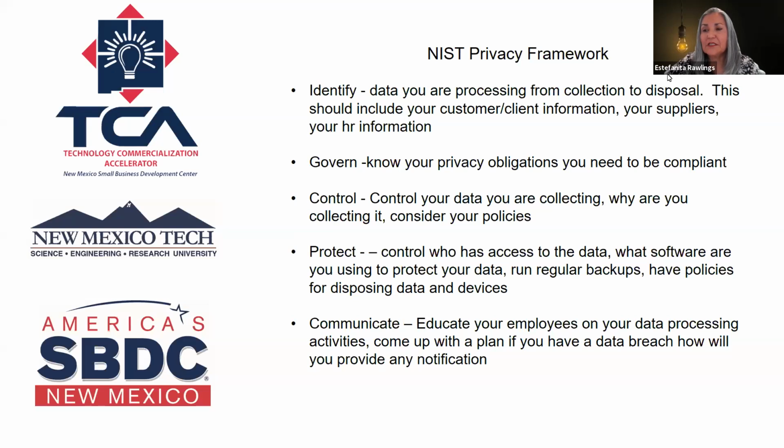So the first framework that I'm going to talk about is called the privacy framework. It's a voluntary tool that can help your organization create or improve a privacy program. The framework is made up of 5 areas, and they include identify, govern, control, protect, and communicate.